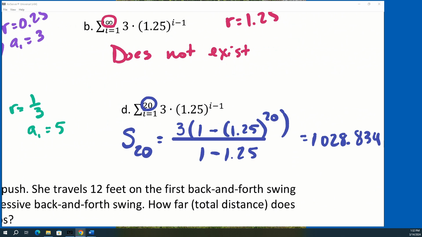It does say to do these without a calculator. That would be kind of tough. I think they meant without doing the summation in the calculator. I don't know. But I don't want to take 1.25 and multiply it by itself 20 times. That'd be a nightmare.